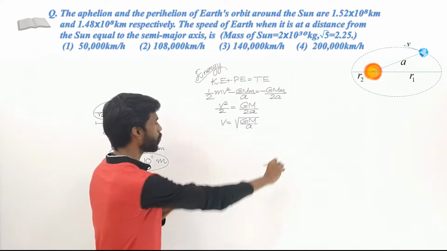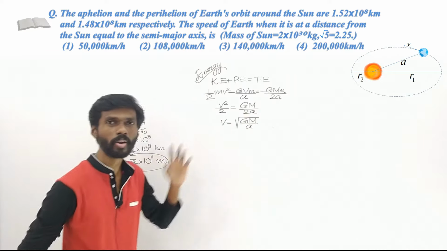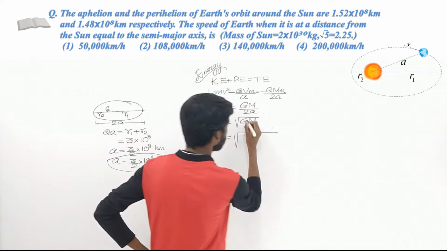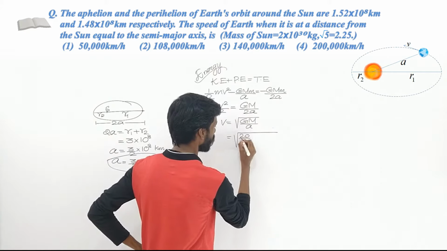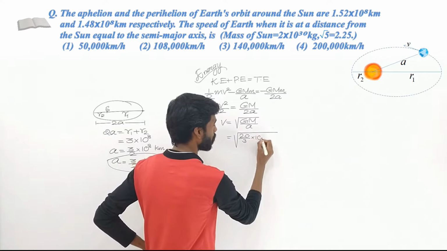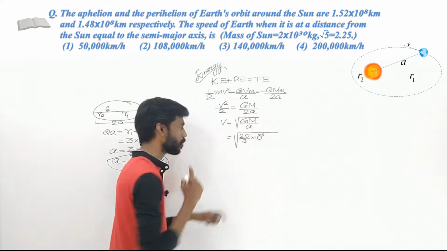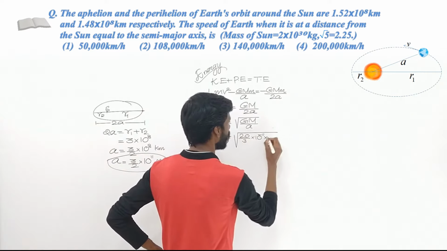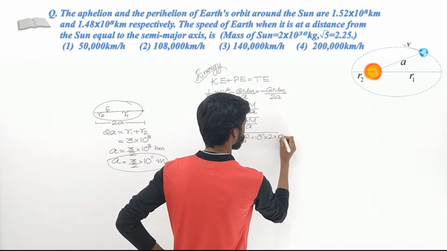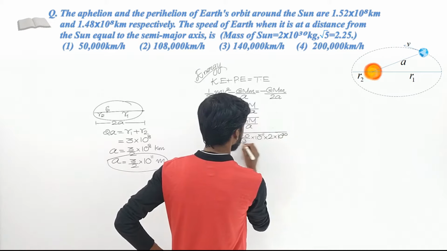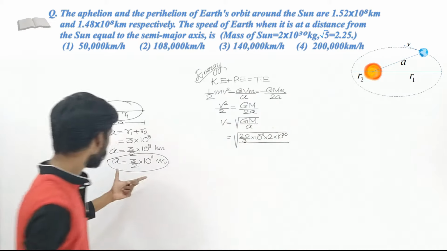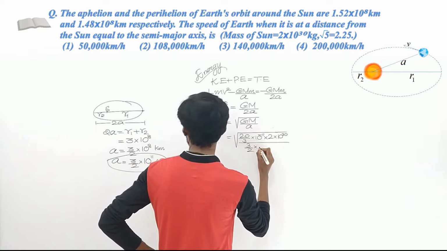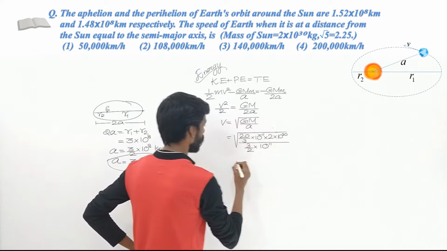So do you remember the value of G? 6.67 times 10 to the power minus 11, but I told you to use this value for easier calculations, right? So G value is 20 divided by 3 multiplied by 10 to the power minus 11. So this value is approximately 6.67, so this makes the calculation easier. Multiplied by the M value given in the question, 2 times 10 to the power 30, divided by the value of a we found here, 3 by 2 multiplied by 10 to the power 11. So let's do the calculation.